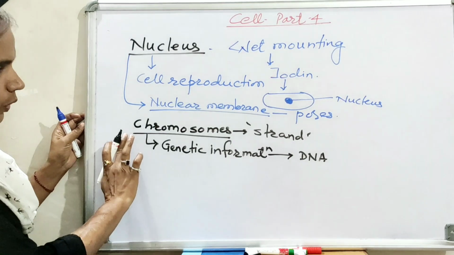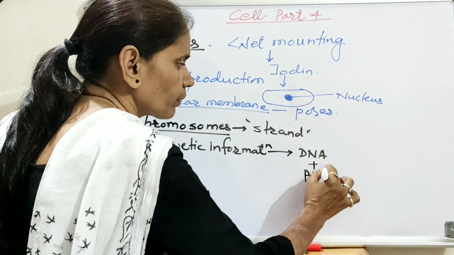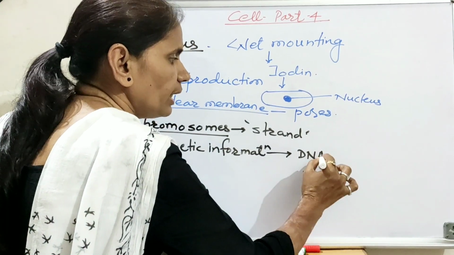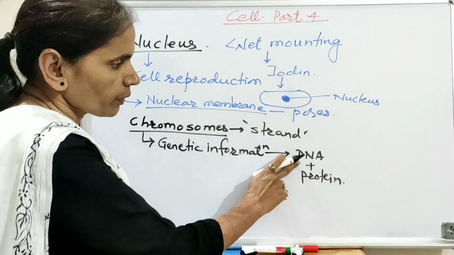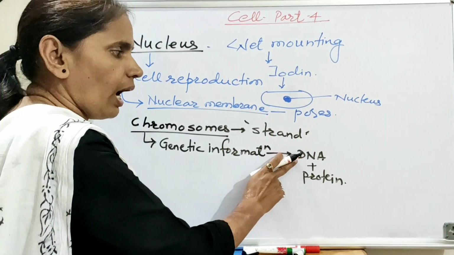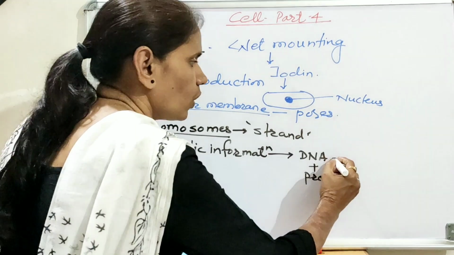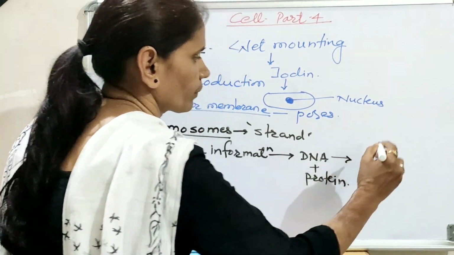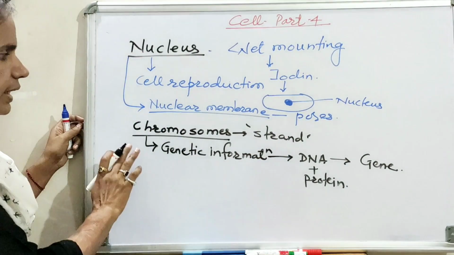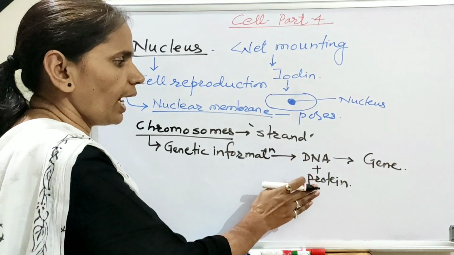In short, the chromosomes are made up of DNA and protein. The DNA is deoxyribonucleic acid. Now this DNA is observed as a thread-like structure and it consists of functional units that are known as genes. So overall, the nucleus is made up of chromosomes that consist of DNA and protein.